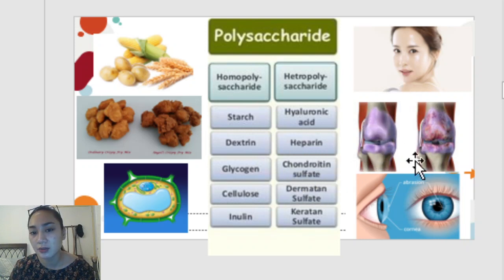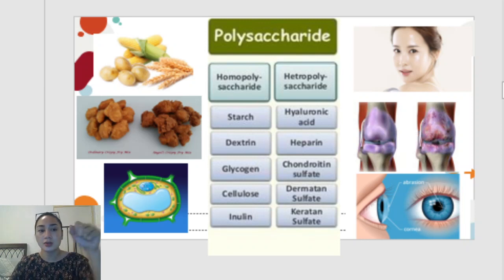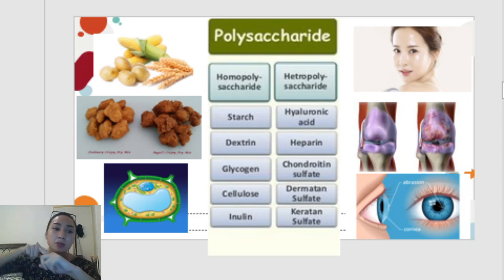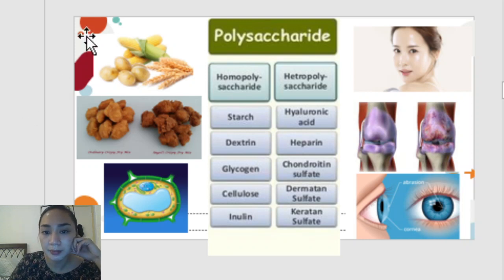Okay, next is chondroitin sulfate. If you notice, this is our picture. You will find this in cartilage around joints. So, in our joints, in between the bones, we have what we call cartilage, no? It is manufactured from shark or cow, the chondroitin sulfate.